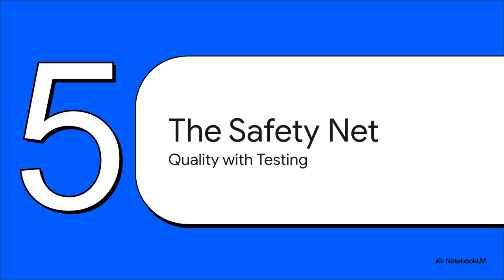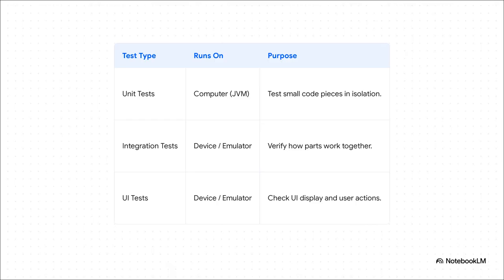And that brings us to our 5th and final pillar, the safety net. We've done all this work. We've built this beautiful, well-structured app. But how do we know it actually works? How do we prevent it from crashing and make sure we don't break things in the future? Well, we write tests. A really good testing strategy is all about using the right tool for the right job.